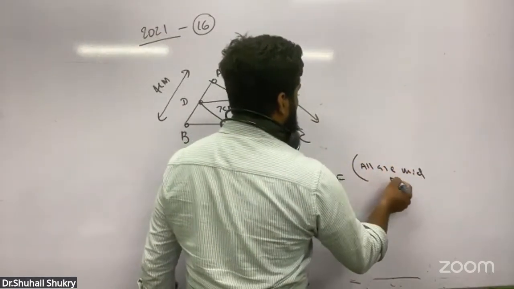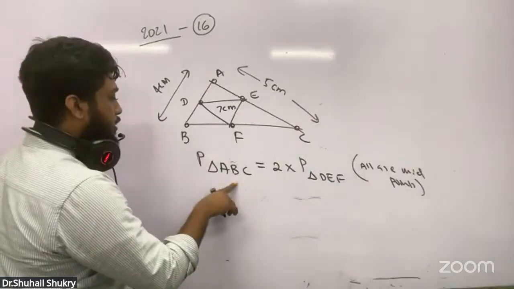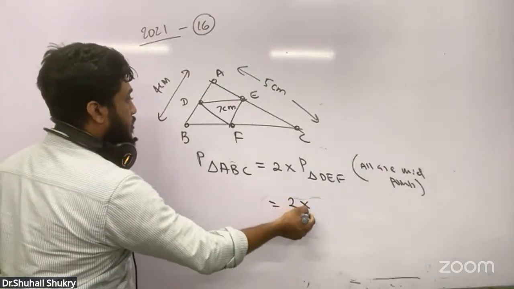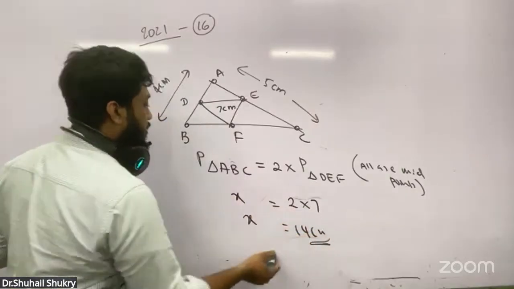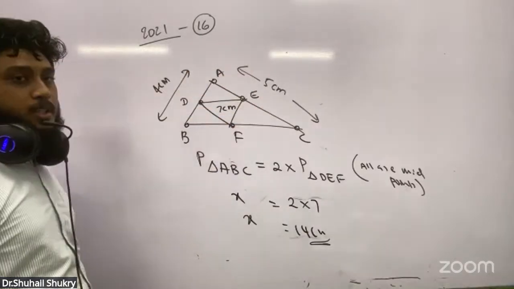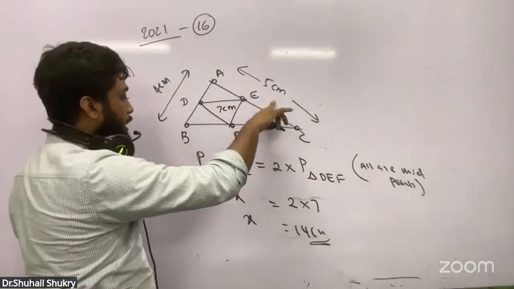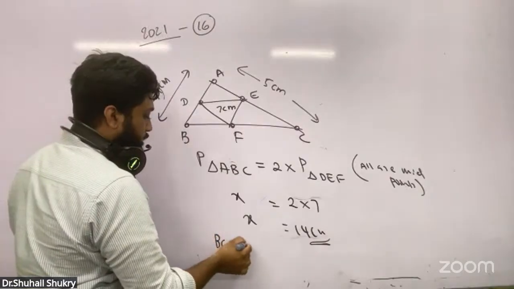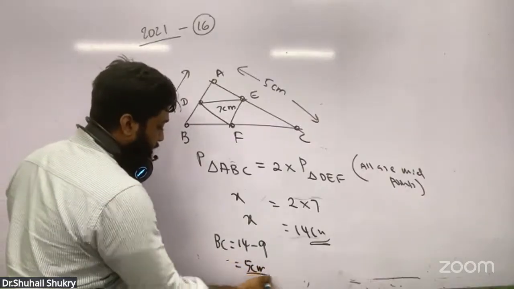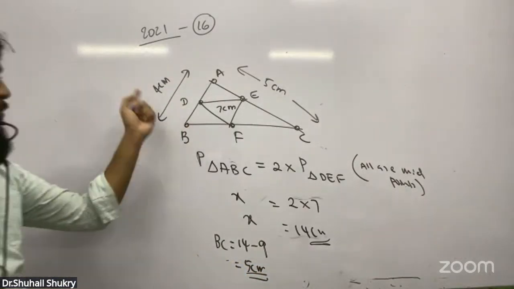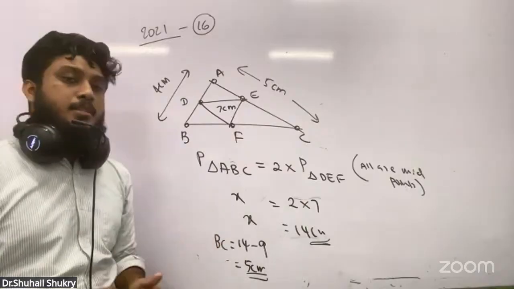We can say all are midpoints. So the perimeter of triangle ABC is 2 times 7, which means the answer will be 14 centimeter. It means the entire perimeter of this should be equal to 14 centimeter. If this total is 14 centimeter, and this is 4 and 5, how much? 9. So this BC length is equal to 14 minus 9. This is the way to represent these things. 14 minus 9 means you will get the answer as 5 centimeters. This full thing should be 14, this addition is 5 and 4, 9. Therefore, BC should be 5 centimeter.